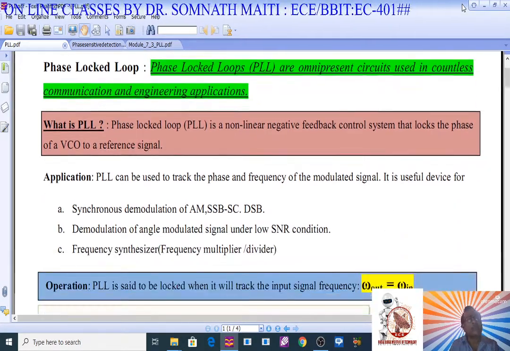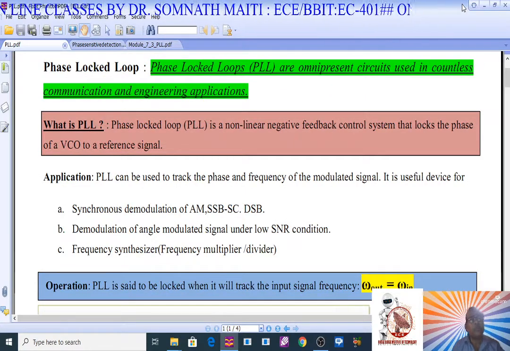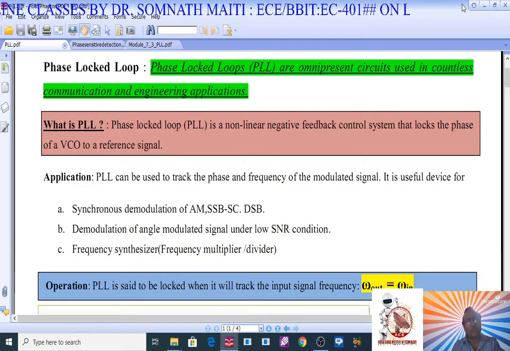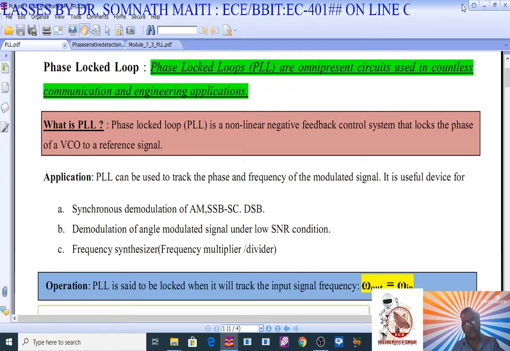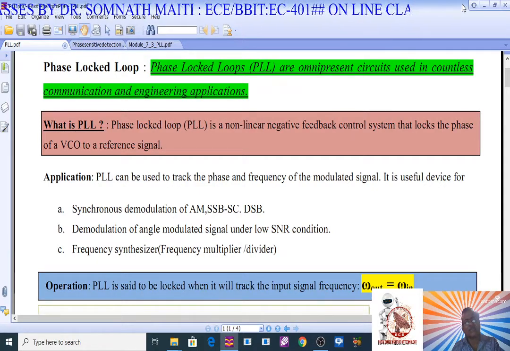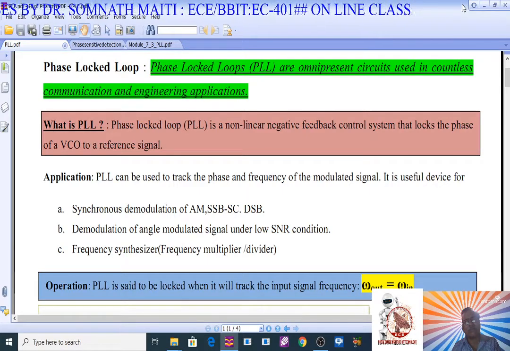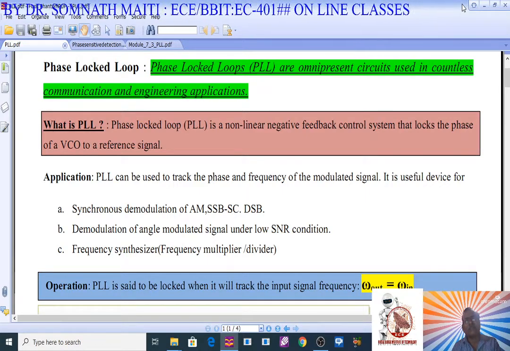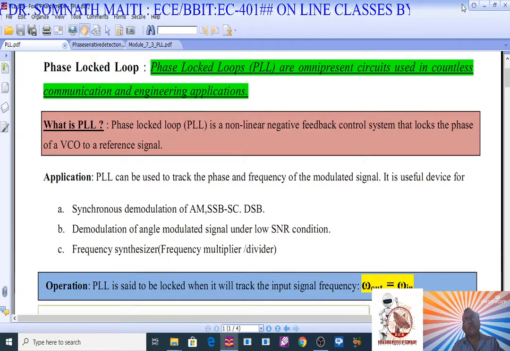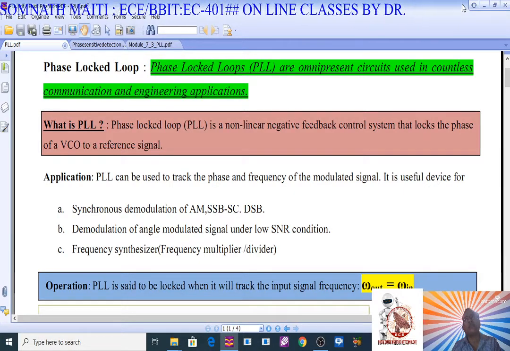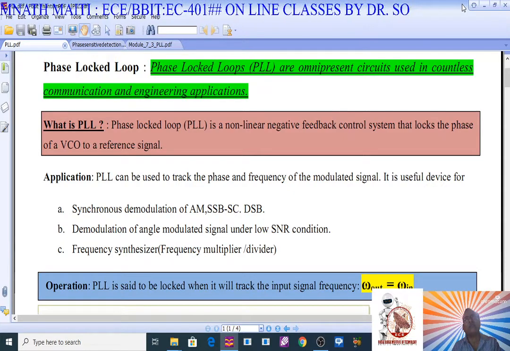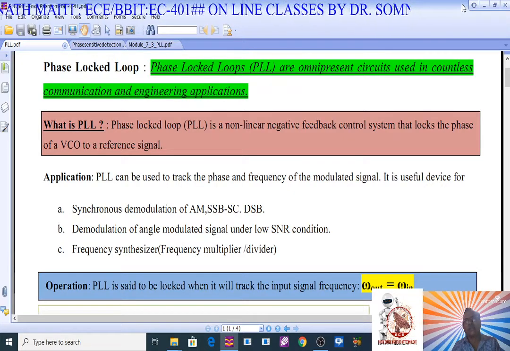Now, the most important application is that it is used in synchronous demodulation. Any modulation, it may be AM, DSB-SC, SSB, whatever the modulation technique, you can use PLL to demodulate any modulated signal. So this is just like a Brahmastra for any receiver.